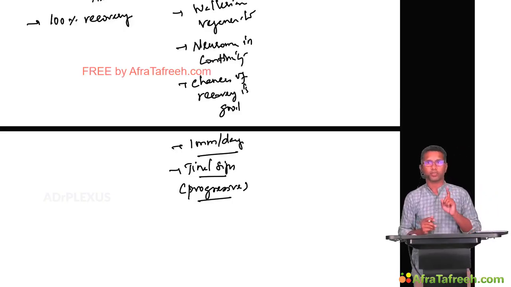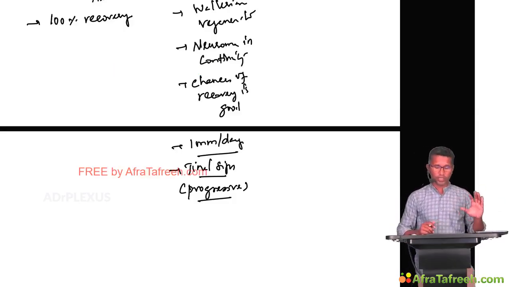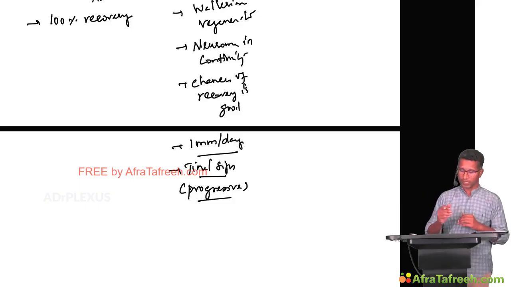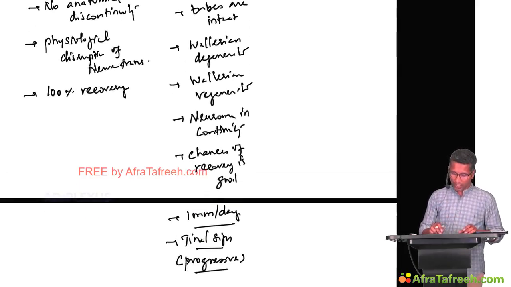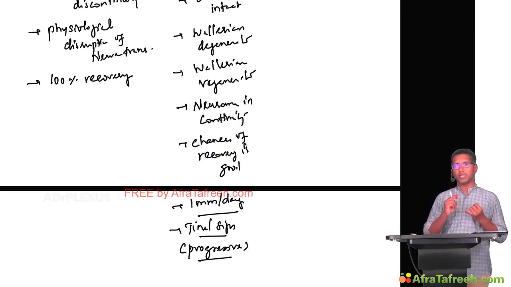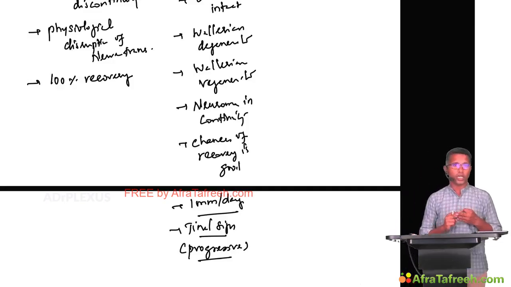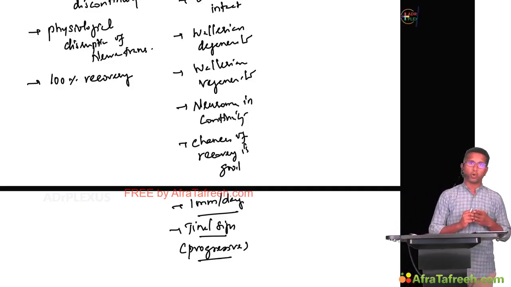This is very, very important for nerve recovery. If you see a progressive Tinel sign, that means the nerve is recovering, the nerve is growing well. So in axonotmesis you will have all these findings, guys. You will have the Wallerian degeneration, Wallerian regeneration, the neuroma in continuity, and also a progressive Tinel sign.